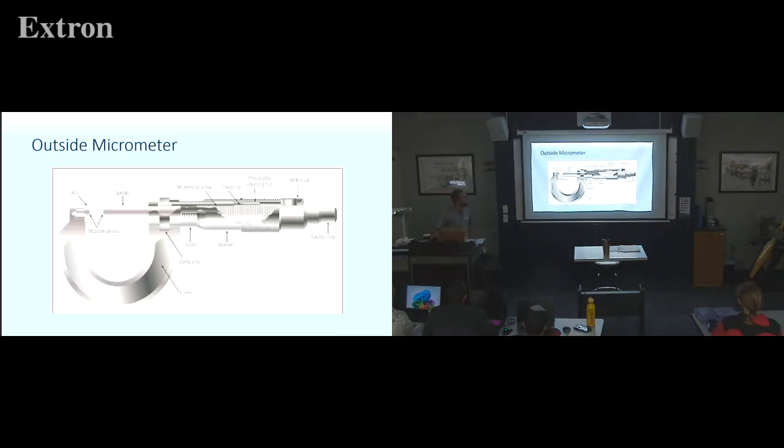All right, so measurements. We have the parts of it. You have the barrel, you have the ratchet stop, you have the main thimble. I kept calling it barrel, but this is the actual barrel. Thimble part here, or adjusting thimble, okay? And then the measuring face, spindle, and anvil at the end, okay? You're not gonna be quizzed on parts of the micrometer, no.